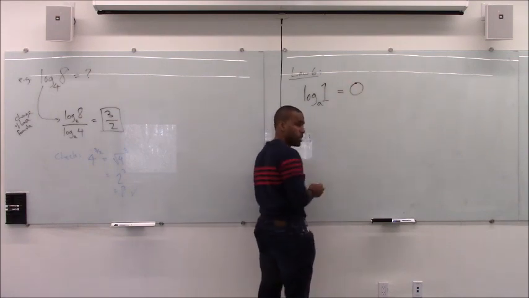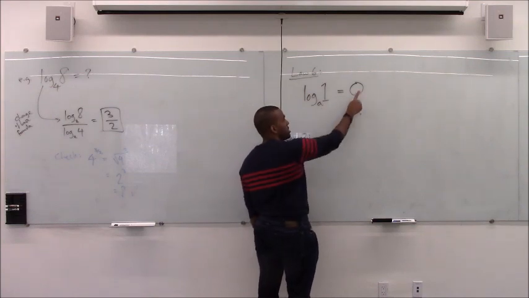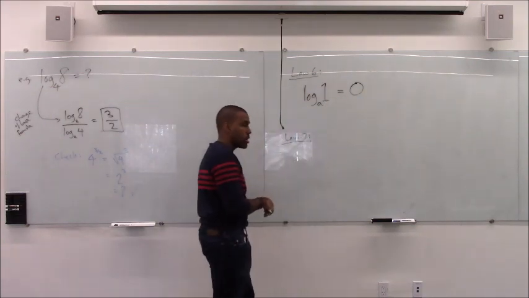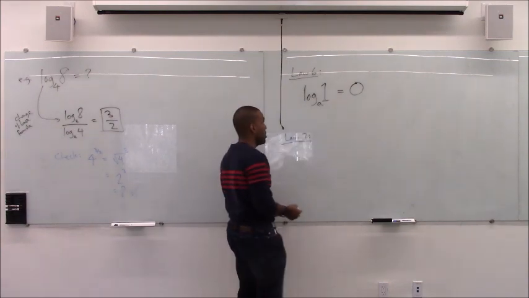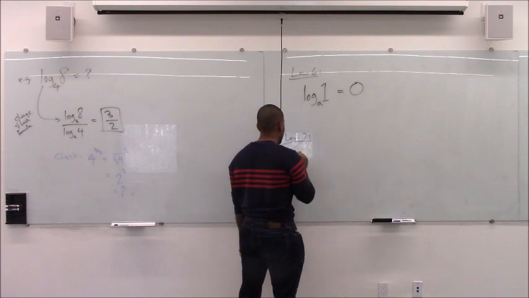Zero. Why? Because a to the 0 is 1. Remember, the log is the power I need to raise the base to in order to get this number. Raise a to the 0, you get 1. A is some positive number.